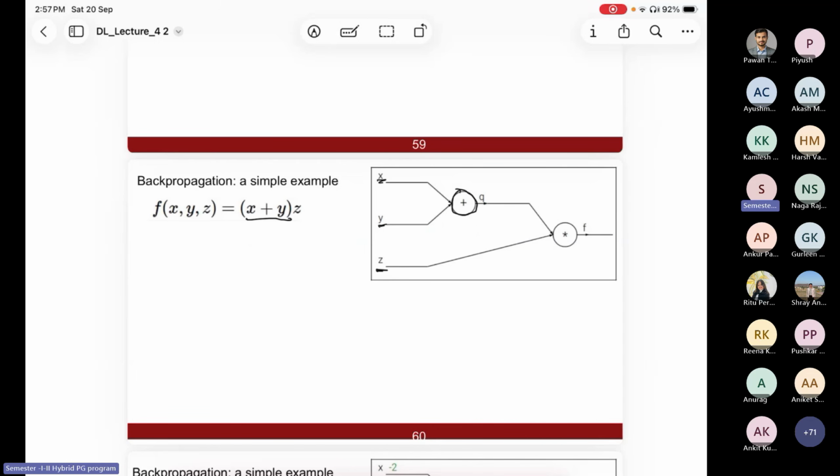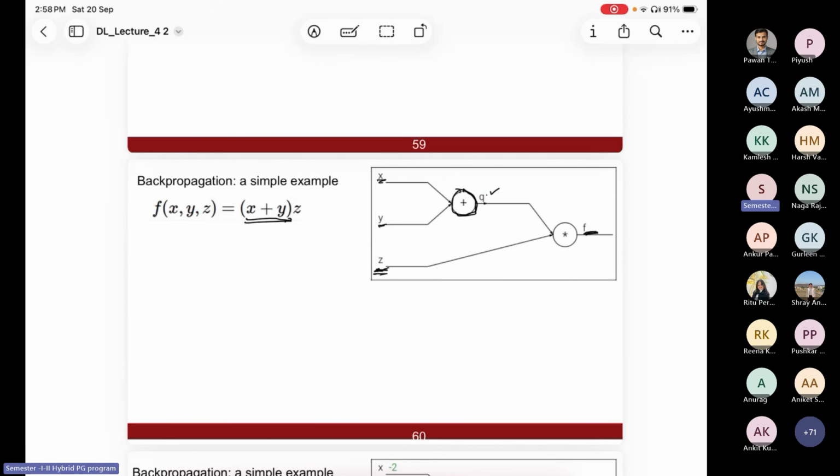Now z, whatever we are getting from this addition, that will be multiplied with z. You can see here. So now this is q. Suppose I'm giving the name q to this variable. So now this q will be multiplied with z, and that will give you the final output f. Okay, so this is the computational graph.